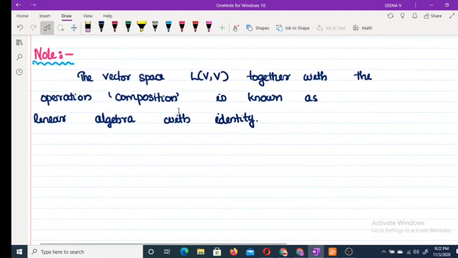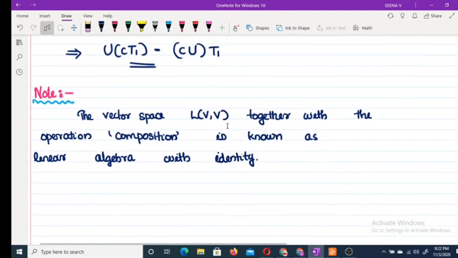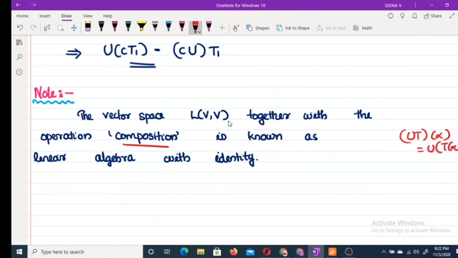Now there is another note. The vector space L(V,V) together with the operation composition. This composition we have already defined: ut of alpha equal to u of t of alpha. This is called composition. L(V,V) together with this composition is known as a linear algebra with identity.